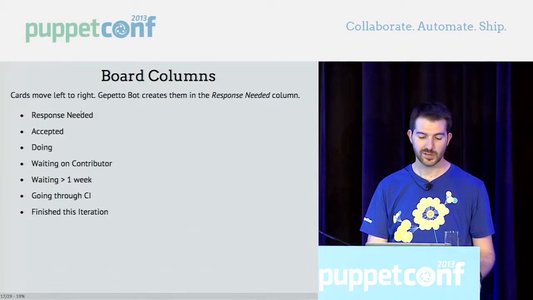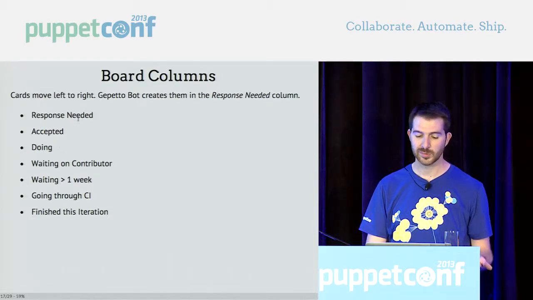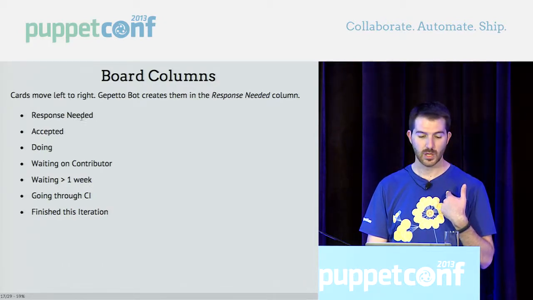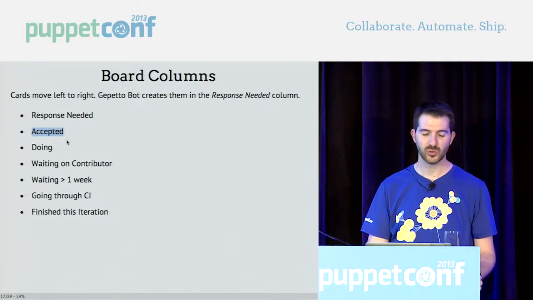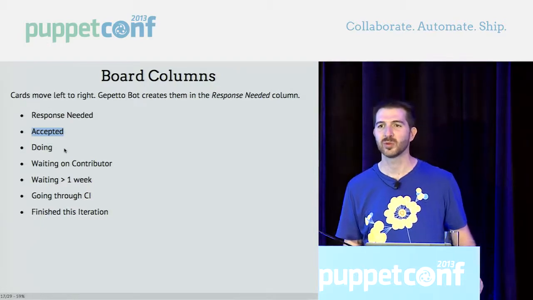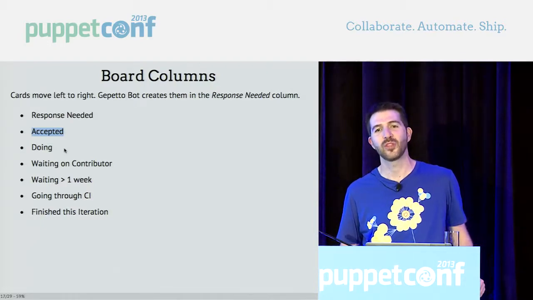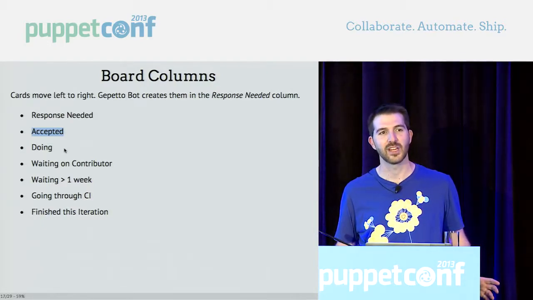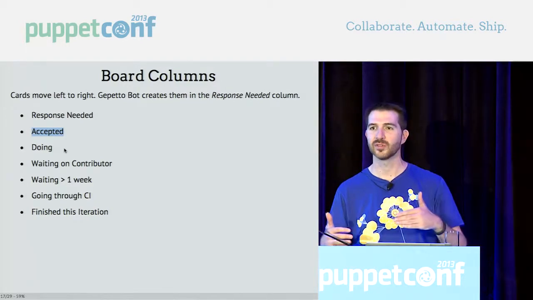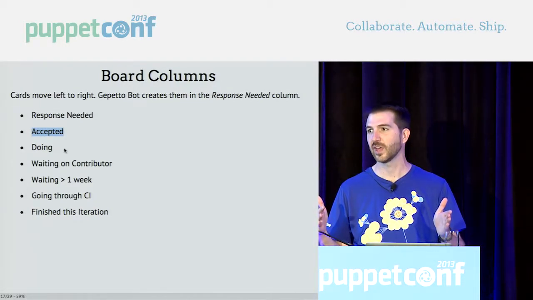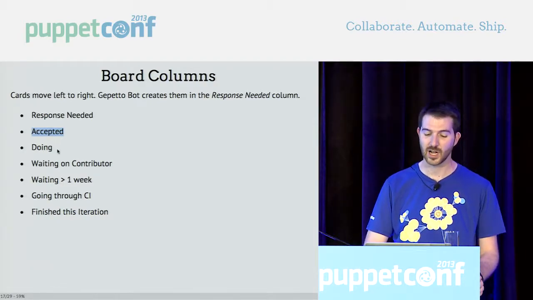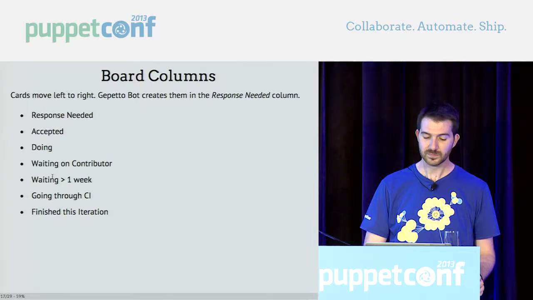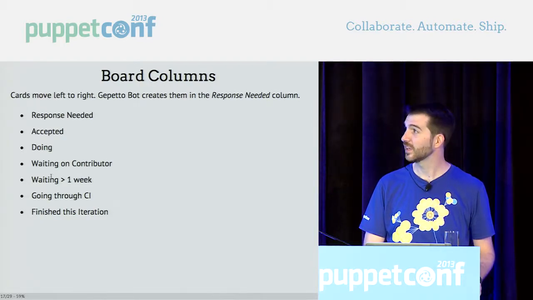So cards initially get created in a response needed column because we need to look at them. Then we move them over from accepted to doing. We were trying to somehow do planned work for community pull requests. So we thought we could do some initial planning on Monday and pull a certain number of community pull requests over, do a sprint for that week. It just didn't really work. So accepted actually ended up being a dead column. We really just tried to deal with them as soon as they came in, and that seemed to work a lot better.